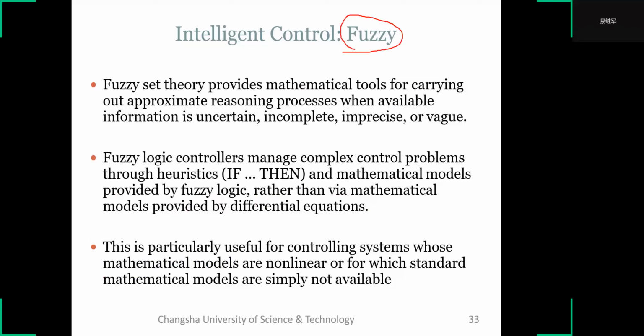Fuzzy sets. Fuzzy set theory provides mathematical tools for carrying out approximate reasoning processes when available information is uncertain, incomplete, imprecise, or vague.